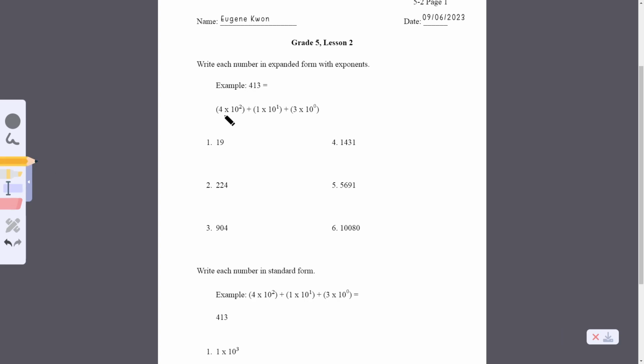You can see in the example here, the 400 comes from 4 times 10 squared, which we know is 100. The 10, or the 1, comes from 1 times 10 to the first power, which we know is 10. And the last one, 3, comes from 3 times 10 to the 0th power. Any number to the 0 power is called the zero power property and will always equal 1. So let's get started.